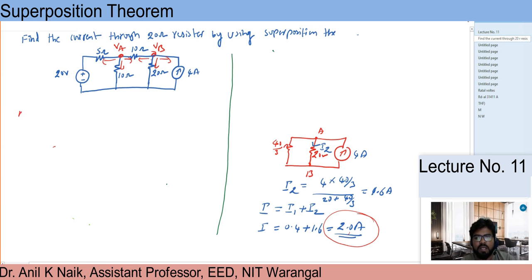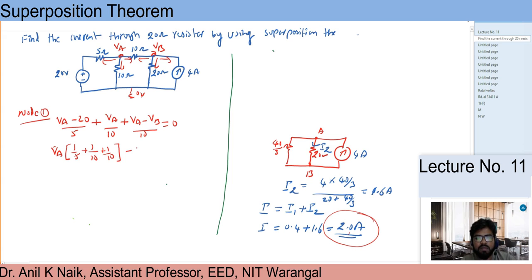Now, if you take node 1, at node 1 apply the KCL. So I can write (VA minus 20) by 5 plus VA by 10, because this is a zero reference node, I am directly writing the equation here, plus (VA minus VB) by 10 equal to 0. If you take VA common here, you get 1 by 5 plus 1 by 10 plus 1 by 10, and for VB you get minus 1 by 10, equal to 4. Equation 1.